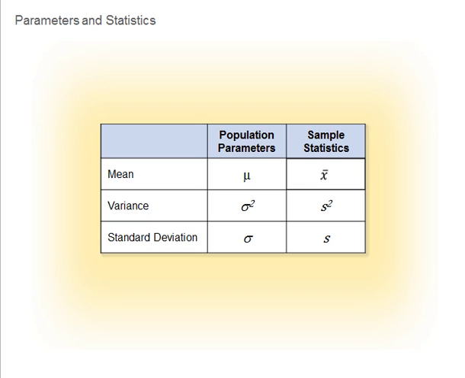Here is a table listing some common parameters and statistics. Let's look at these statistics in more detail and see how you can use them to estimate parameters. X-bar, for example, is the sample mean or sample average. You can use X-bar to estimate the population mean or population average, mu.